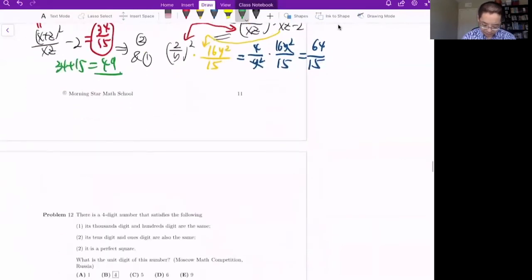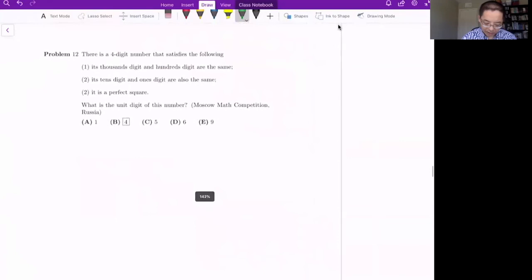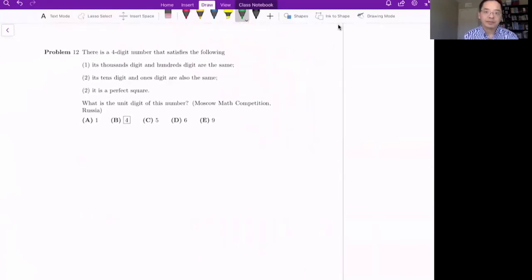All right. Now let's look at problem 12. Okay, so problem 12 says we have a 4-digit number. It satisfies the following: the thousandth digit and the 100th digit are the same, the 10th digit and the 1st digit are also the same, and it's a perfect square. All right, so we need to figure out that number. Given those assumptions, we can write this number as n squared because it's a perfect square, so I can just denote it n squared.